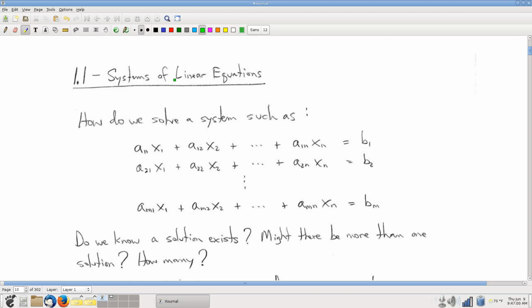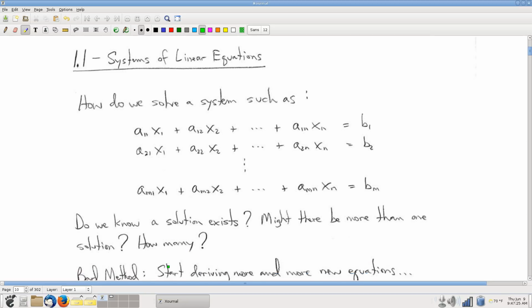Okay, so we're going to ask some natural questions in advance. How do we know if there's a solution to the system? Could there be more than one solution? Perhaps. Maybe. Right? There's no particular reason to just rule out the possibility of multiple solutions. And if there are multiple solutions, how many? So these are reasonable things to wonder about.